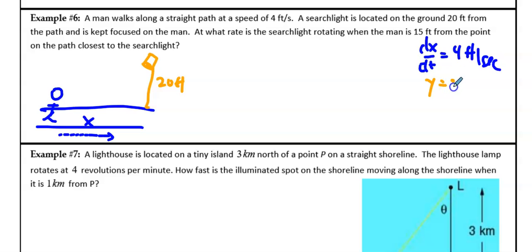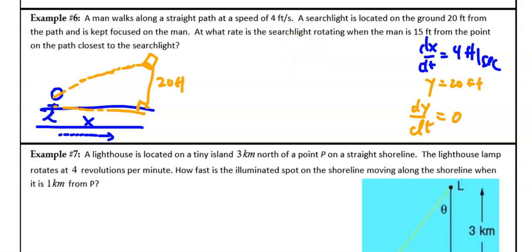So y is going to be 20 feet, right? And then our change in y, because again, the searchlight's not moving, nor is the path, is going to be 0. So again, the searchlight is located on the ground 20 feet from the path, and it's kept focused on the man. All right, so it's right now shining a light here, and so this is our really horrible looking right triangle. It's shining here, and it's following him as he walks this way. At what rate is the searchlight rotating?